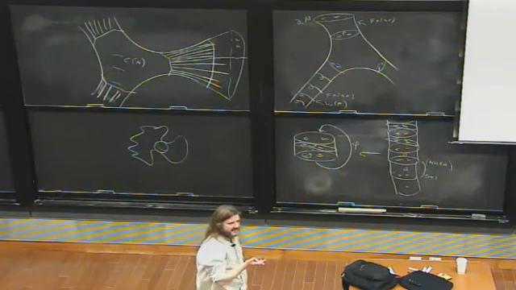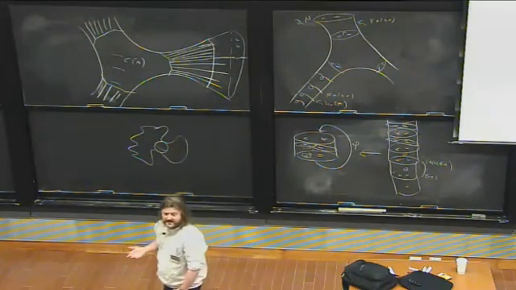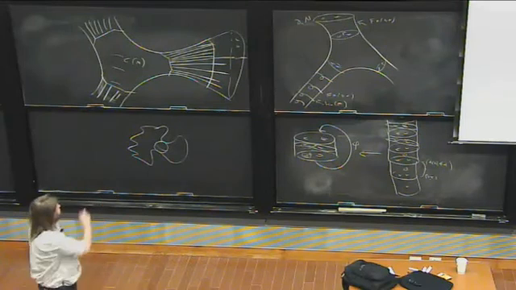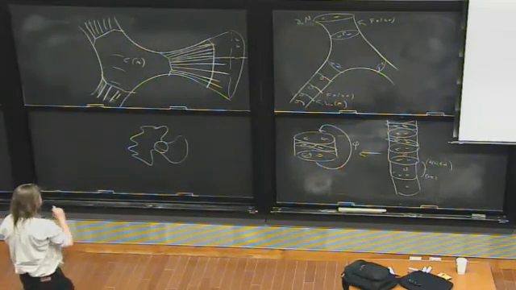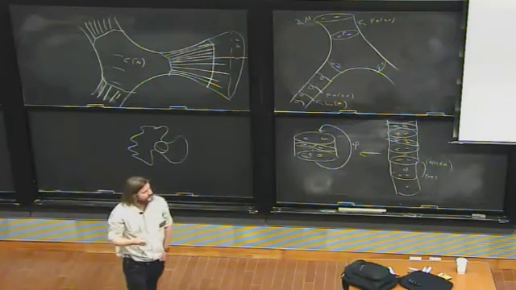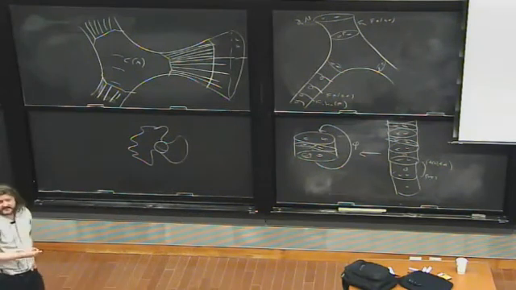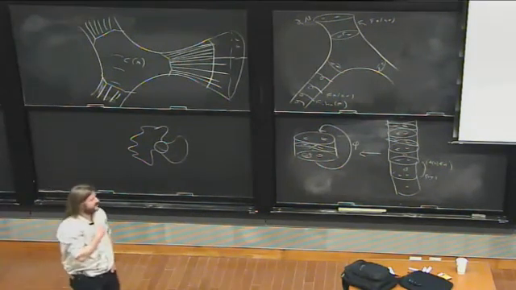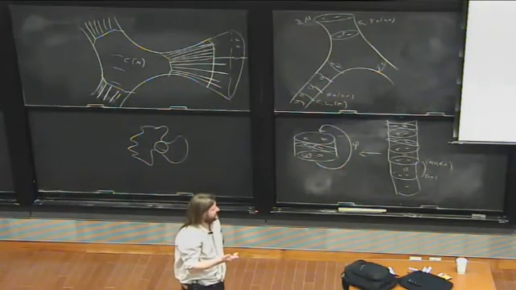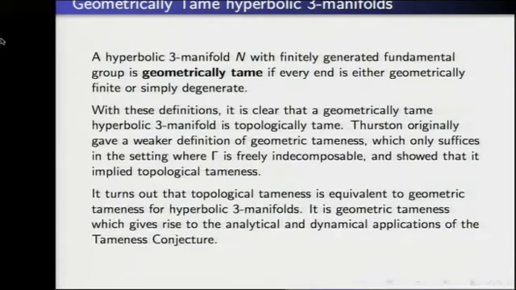And with the definition I gave, it's clear that geometric tameness implies topological tameness, because geometrically finite ends are tame for a pretty simple reason, and simply degenerate ends are tame by definition. As a matter of fact, Thurston gave a weaker definition of geometric tameness, and he was able to prove that implied topological tameness, but his definition only works when you assume the group is freely indecomposable. You can't prove things like the Ahlfors measure conjecture with his original definition in the general setting. But he was only working in the freely indecomposable setting.